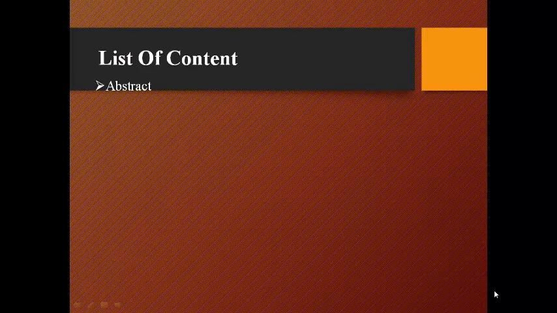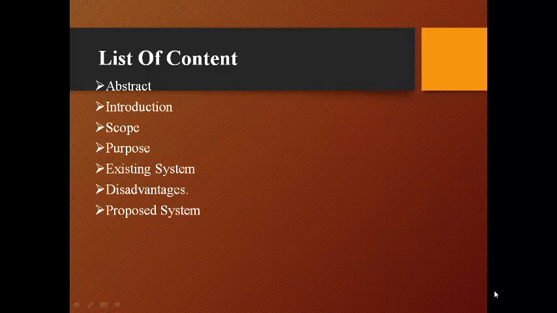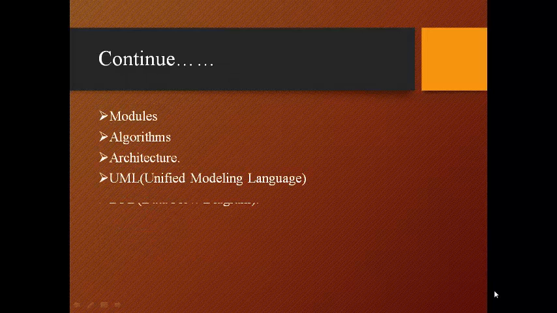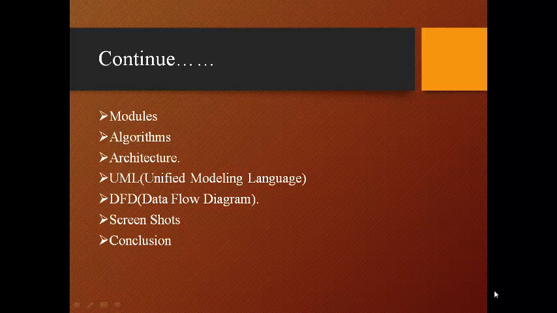List of contents: abstract, introduction, scope, purpose, existing system, disadvantages, proposed system, advantages, requirements, modules, algorithms, architecture, UML, data flow diagrams (DFDs), screenshots and conclusion.